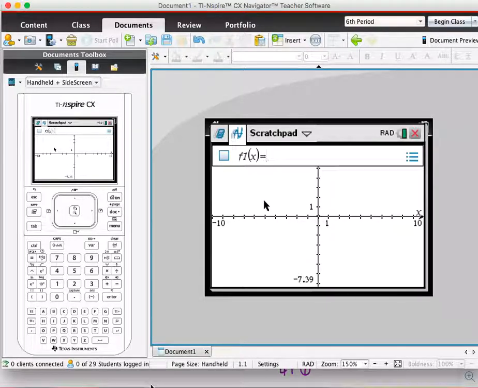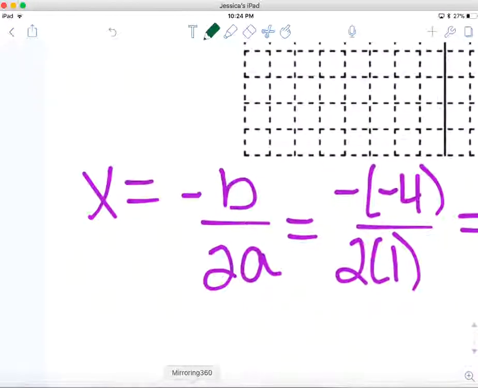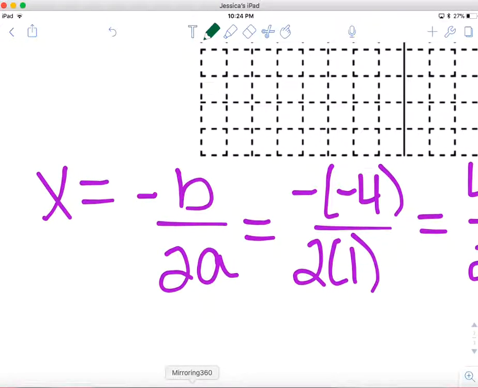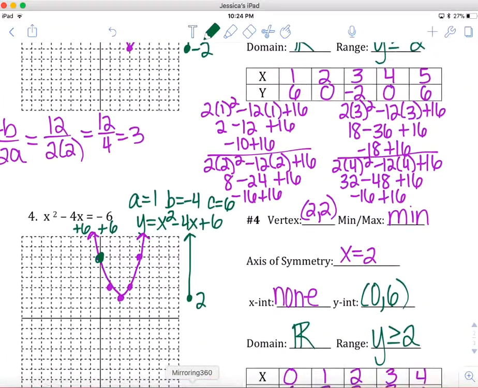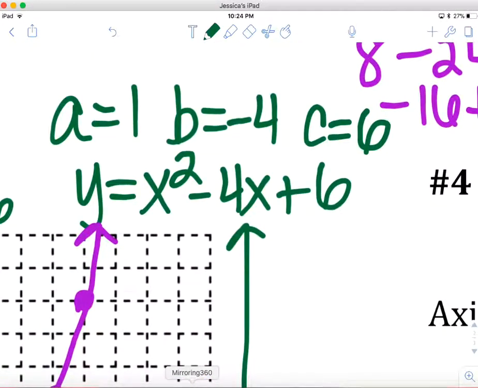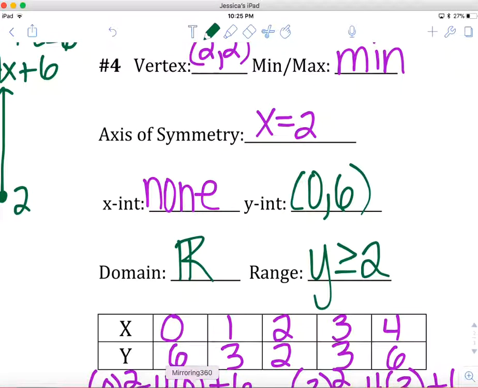You need to know how to graph these both by hand and in the calculator. So remember, with standard form, you need to have your axis of symmetry formula memorized, opposite b over 2a, and you need to know that a is the number in front of x squared, b is the number in front of x, and c is your constant. Don't forget to keep these vocabulary words fresh for all types of quadratics.